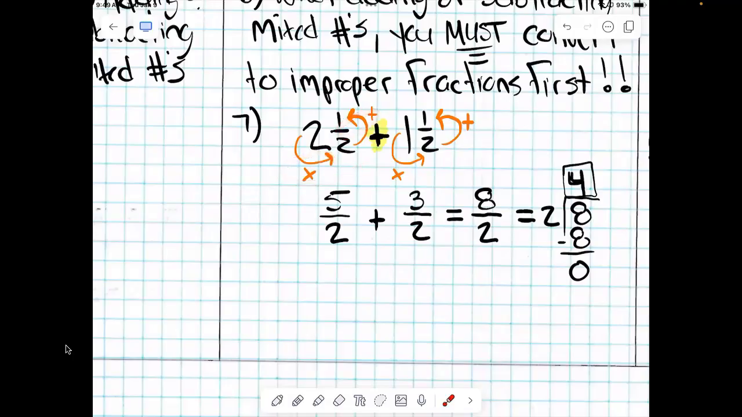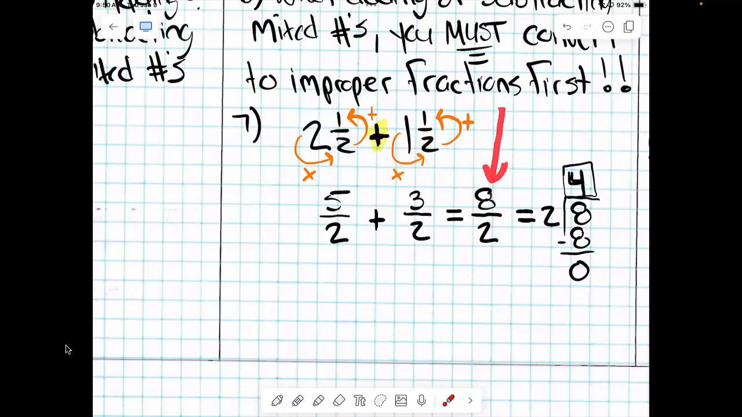So if I go around the world, 2 times 2 plus 1 is 5, right? Yes. My denominator stays the same, yes? Yes. And I do the same thing with that one. Yes. Now I have 5 over 2 plus 3 over 2. Are my denominators the same? Yes. So I just add? Yes. 5 plus 3 is what? 8. My denominator stays the same, yes? Yes. Now, this is an answer.